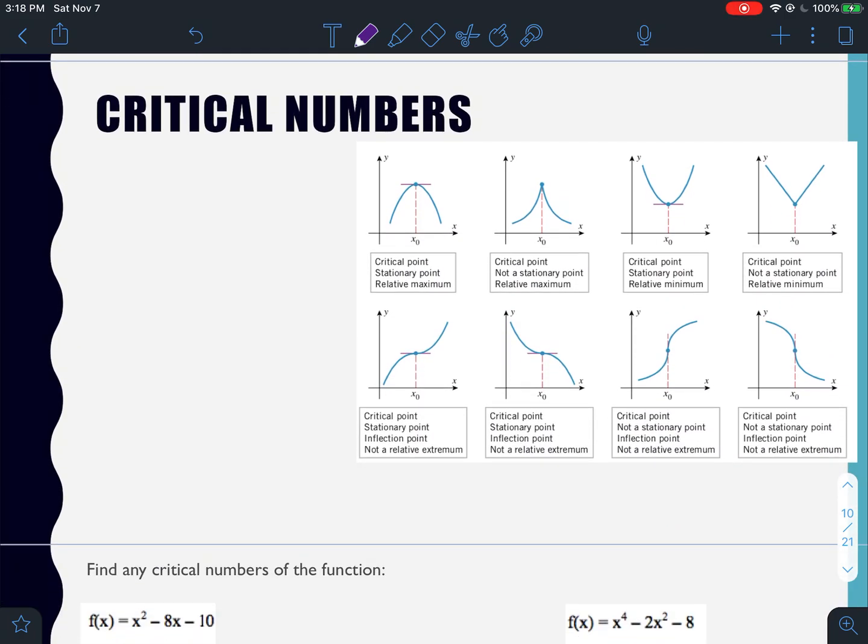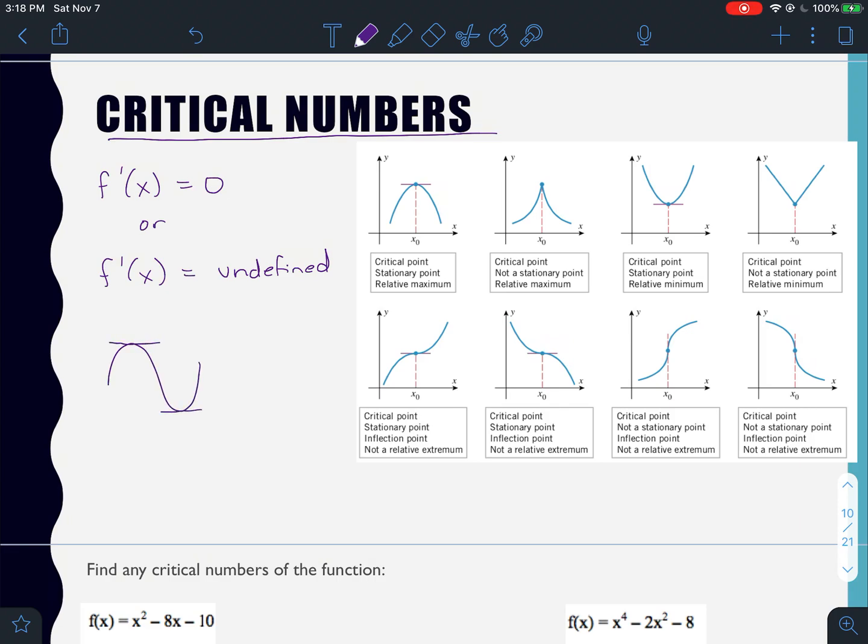All right, so how can we use calculus to find those? Well, we're going to use something called critical numbers. Critical numbers are anywhere where the derivative of a function equals 0 or the derivative of your function is undefined. So anywhere where the derivative is equal to 0 or the derivative is undefined, you're going to have a critical number. And remember, the derivative is the slope of a tangent line.